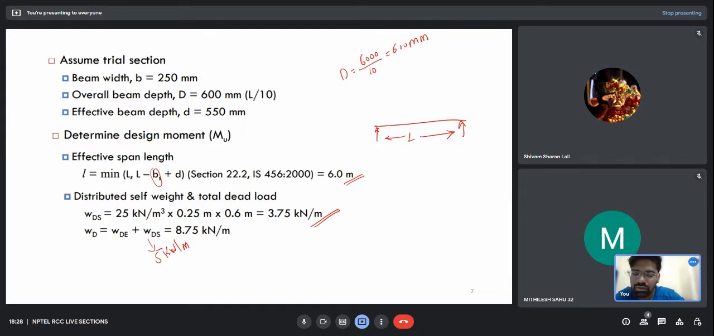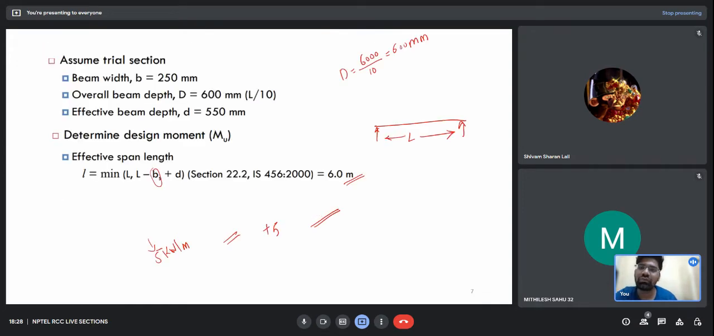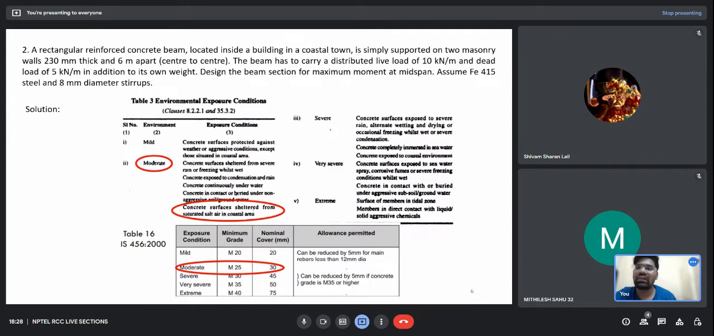So what can I do to find the total dead load? I am now adding up 3 plus 5. I got this as the dead load. Now let's look at the live load. Live load has already been given in the question. What was the live load? Live load was 10.